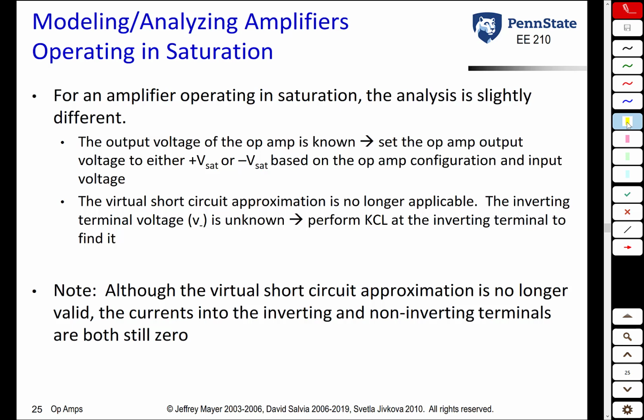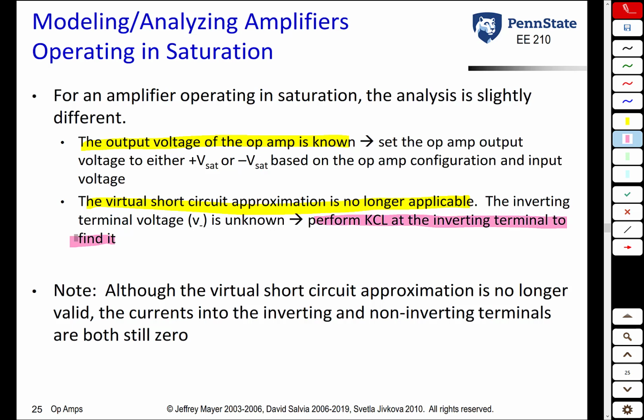When an op-amp is in saturation, it's different than when it's in its linear mode, because in saturation, we know what the output voltage is. It's either going to be plus Vsat or minus Vsat. But what we're also going to see is that the virtual short circuit approximation no longer holds. So rather than assume that V minus equals V plus and solve for V out, we know V out, and we need to solve for V minus by performing a KCL at the inverting terminal of the op-amp. So once again, when a closed-loop op-amp circuit is operating in saturation, the virtual short circuit approximation no longer holds.